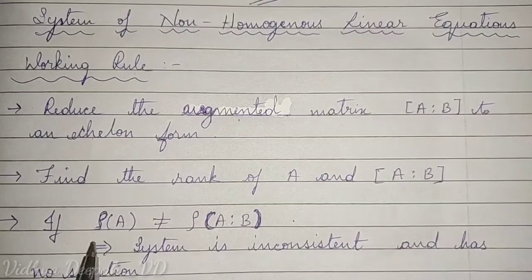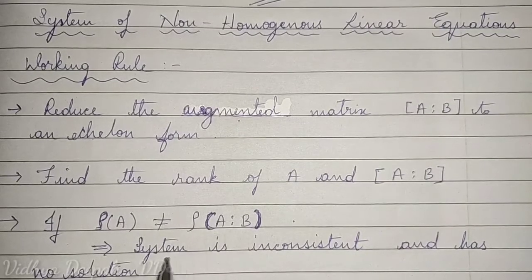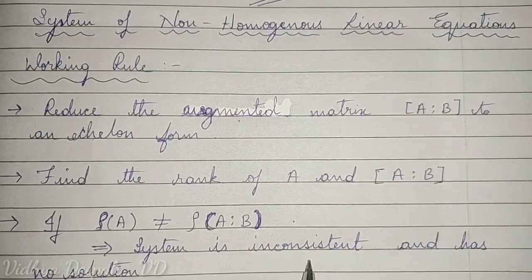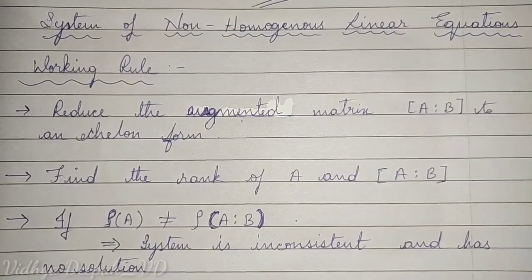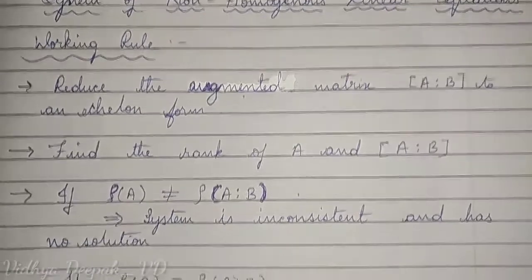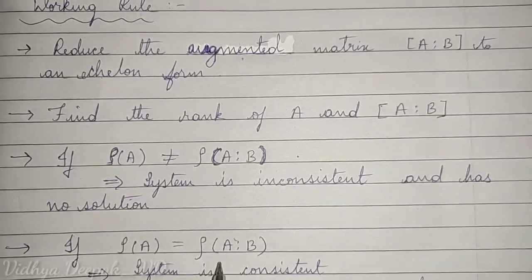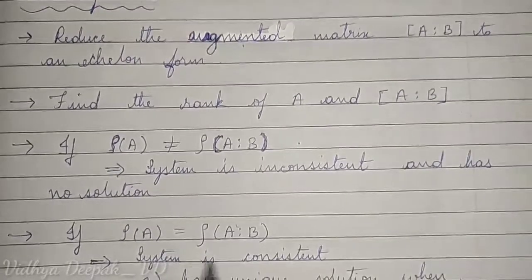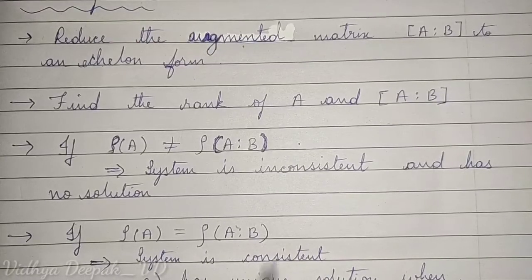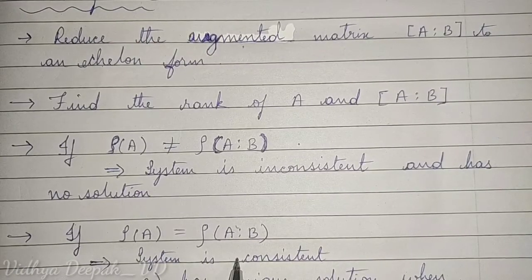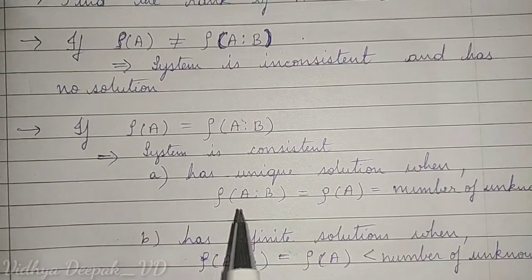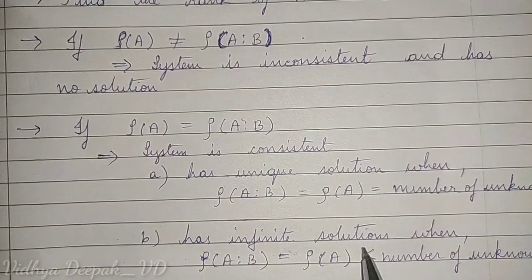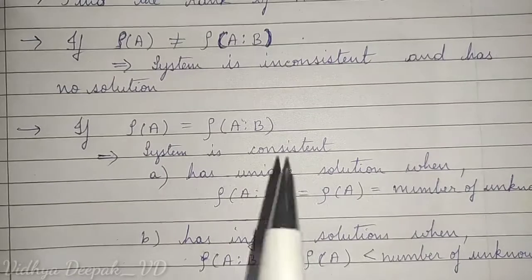If the ranks are not equal, then the system is called inconsistent. If the system is inconsistent, it has no solution. If the rank of A is equal to the rank of the augmented matrix, then the system is consistent. When the system is consistent, we have two possibilities: it can either be a unique solution or infinite solutions, depending on the condition.